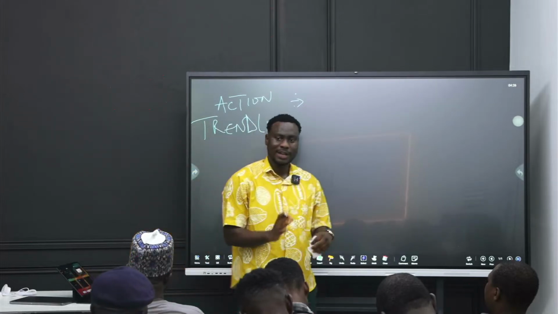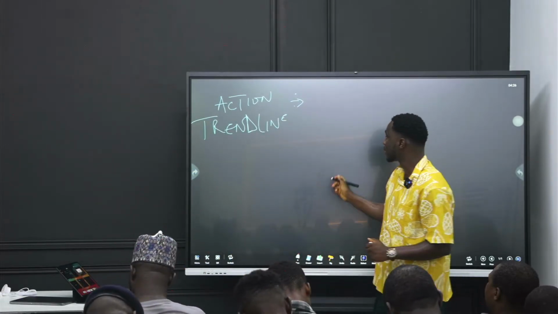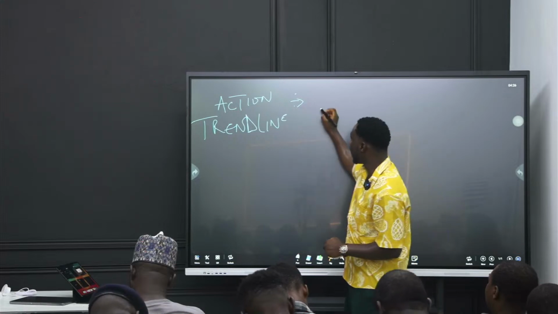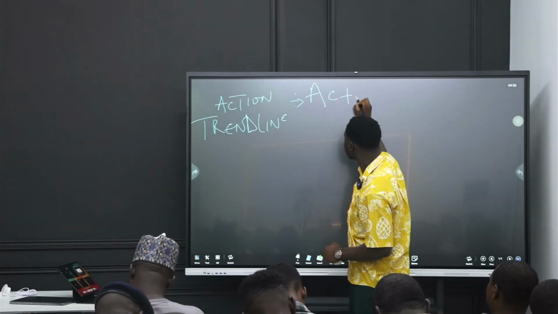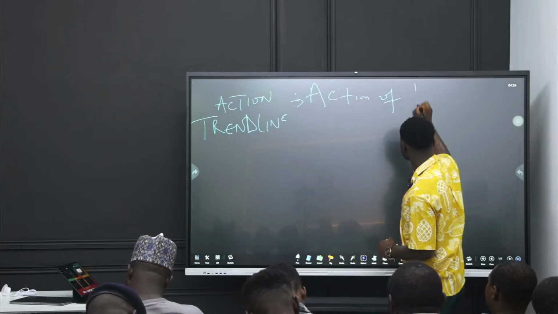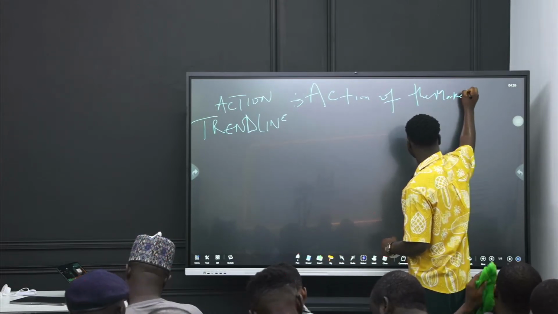If you're writing, an action trend line is a trend line where the action of the market is currently at. The keyword there is the action and currently at.